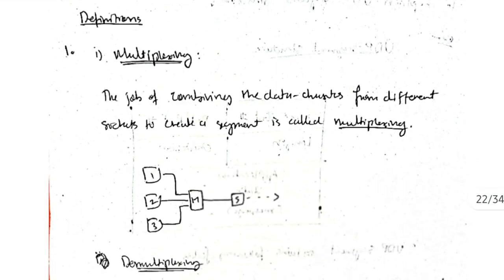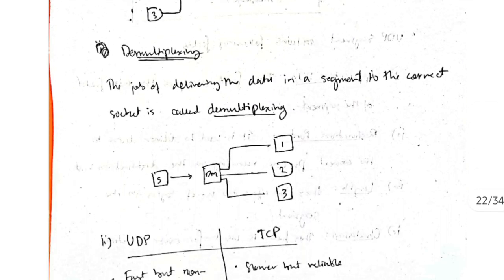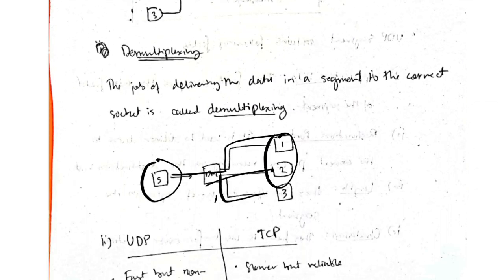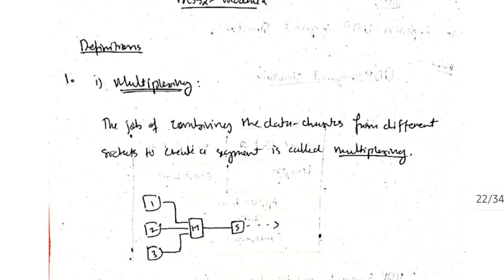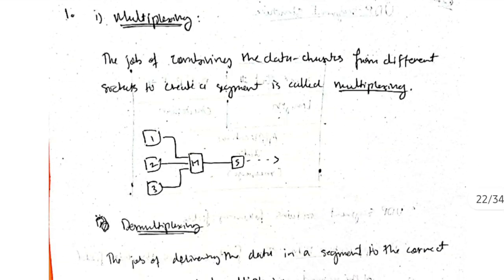So the first one is the difference between multiplexing and demultiplexing. Multiplexing means many parts are joined into a single segment, that is known as multiplexing. Demultiplexing means a single one is divided into different ones. That is demultiplexing, and you just have to draw this diagram and define what it is.